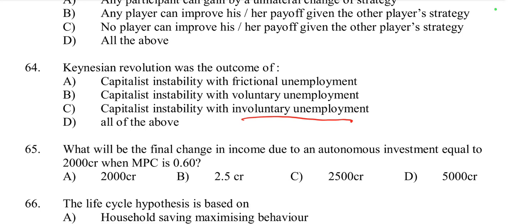So what type of unemployment? Involuntary unemployment. Involuntary means their ability and willingness are there, but they do not get any chance of getting work, so it is called involuntary unemployment. So capitalist instability with involuntary unemployment is related with the Keynesian revolution.